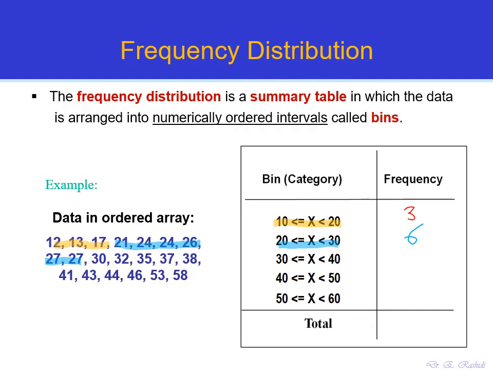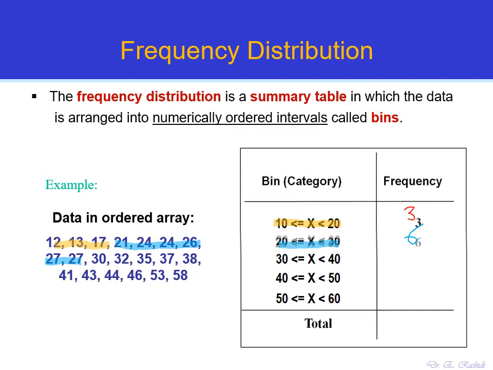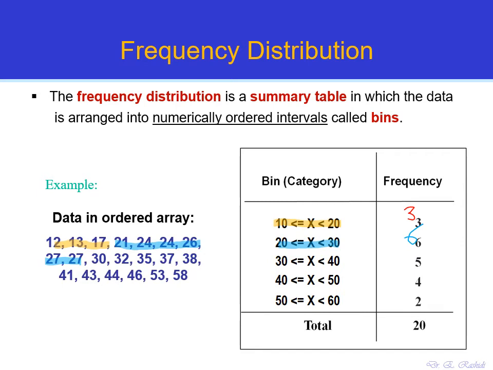Let's see. I'm going to get rid of these lines here. All right, we are done. What we need to make sure is that the total frequency is equal to the total number of data that we have, which is 20 here.